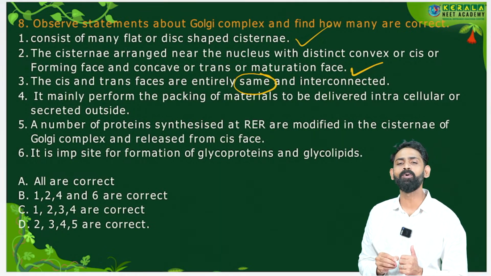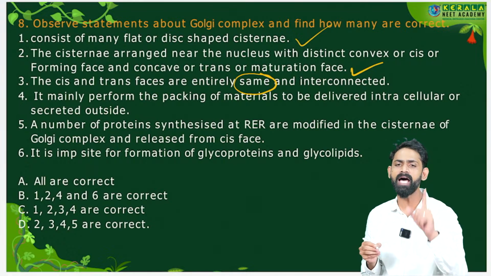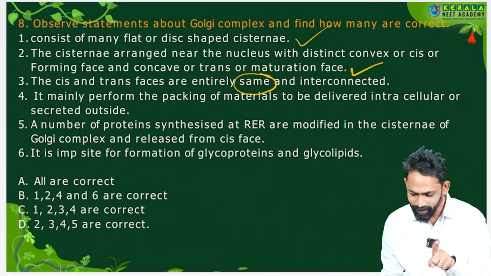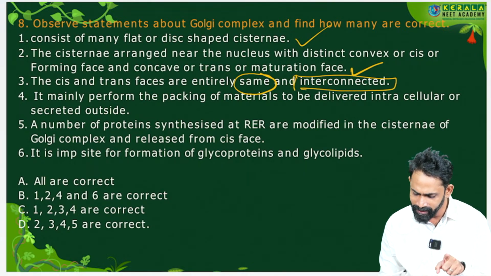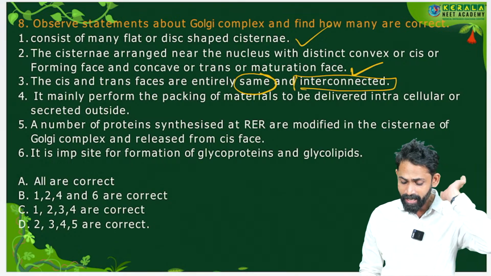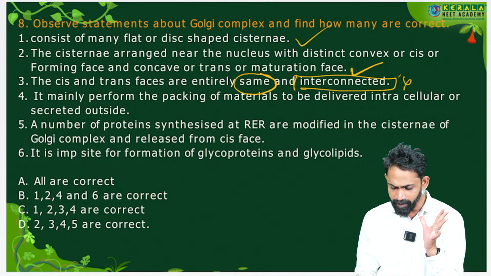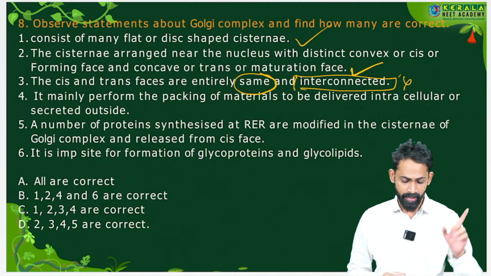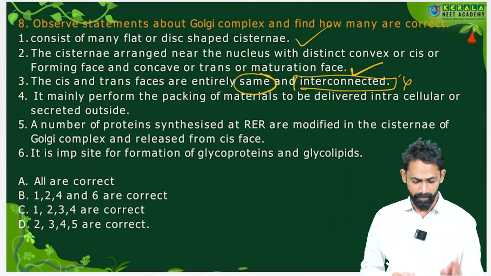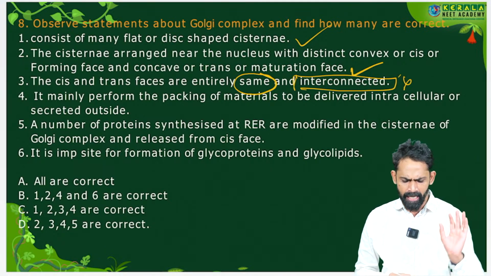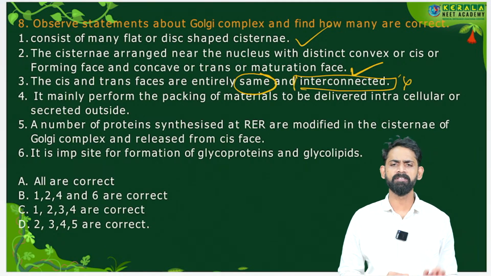The enzyme composition of the cis phase and trans phase are both different, but they are interconnected with each other. So everything is correct except the same. Understand? So this statement I am marking as wrong. Next, the fourth one, nice one. Golgi complex mainly performs the packing of materials.